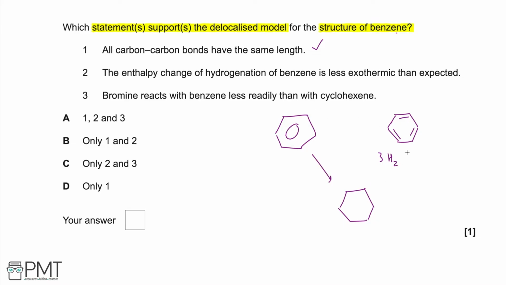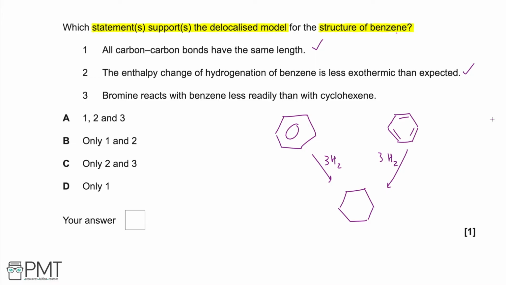And it's saying that this is less exothermic than expected. If we think about exothermic versus endothermic processes, bond making is exothermic and bond breaking is endothermic. So we have the same molecule as the product for these 2 reactions, which means that the same bonds have been made. But the overall enthalpy change of hydrogenation for the delocalized structure is going to be less exothermic than for Kekulé's structure because of the stability offered by the delocalized system. The bond breaking, which is the endothermic process, is going to require more energy. So statement 2 also supports the delocalized model for the structure of benzene.